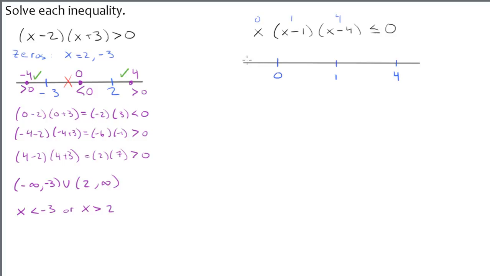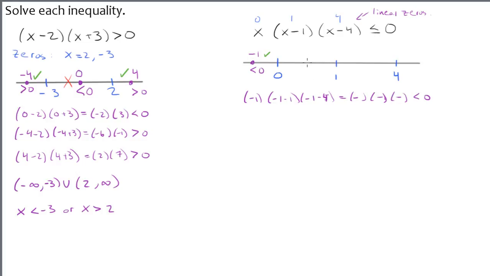Now they should alternate because these zeros are all linear zeros. But I'm going to check just because I want to get it correct. So I'm going to test negative 1. Negative 1 times negative 2 times negative 5, so this is negative times a negative times a negative, which is less than 0. So this is a good region.